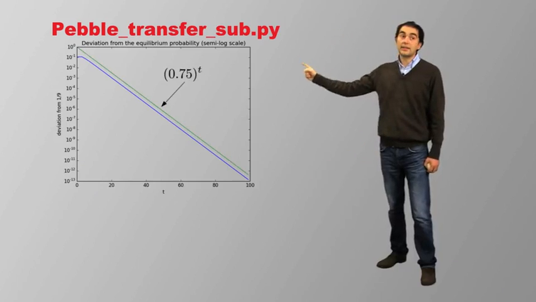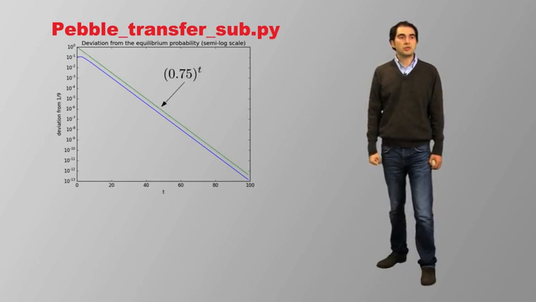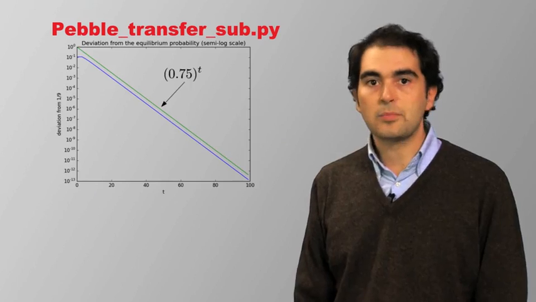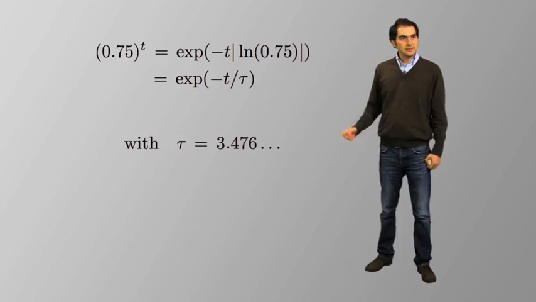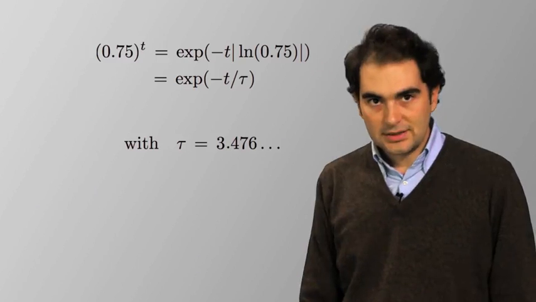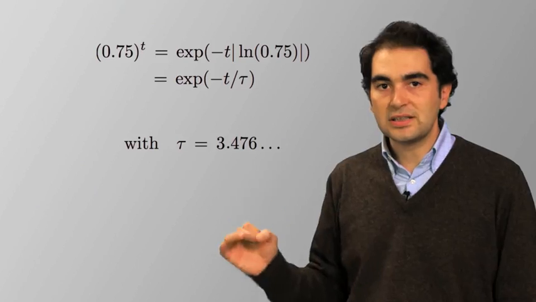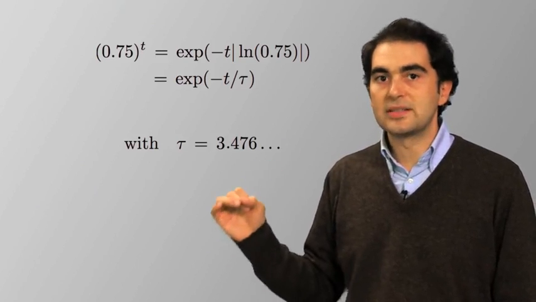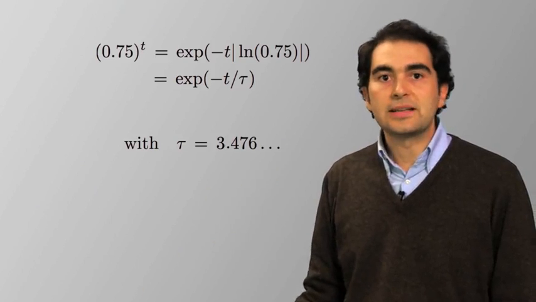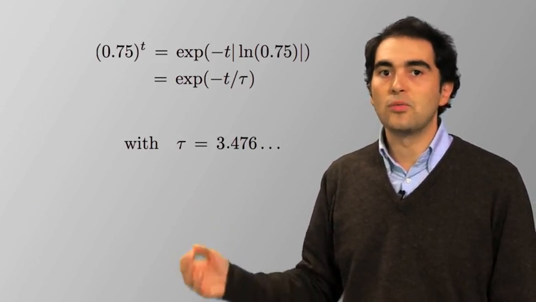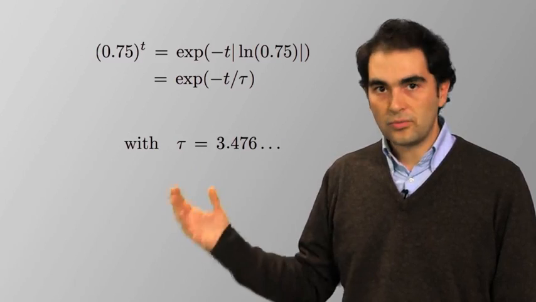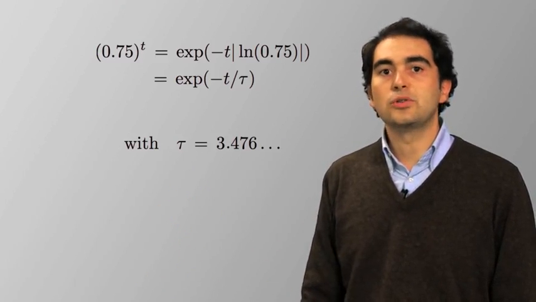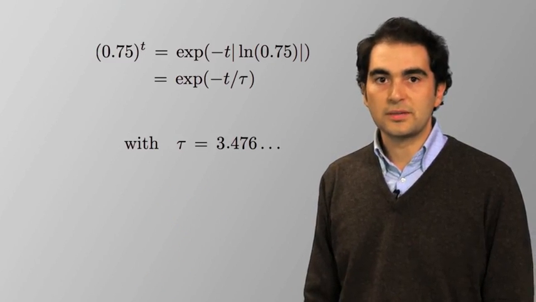The slope of this line is the same as the function 0.75 to the power t, the second eigenvalue to the power t. Let us now put 0.75 into an exponential. This gives exponential of minus t log 0.75, which can also be written as exponential of minus t over tau. Tau, which is more or less 3.4, is the correlation time introduced by Werner at the beginning of the tutorial.